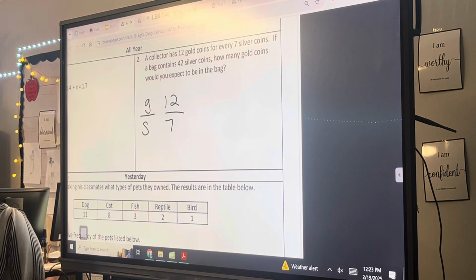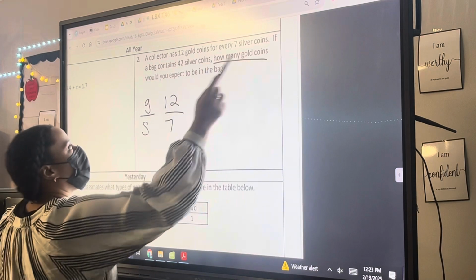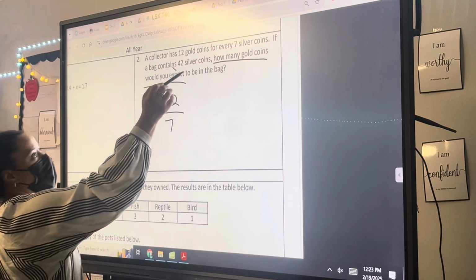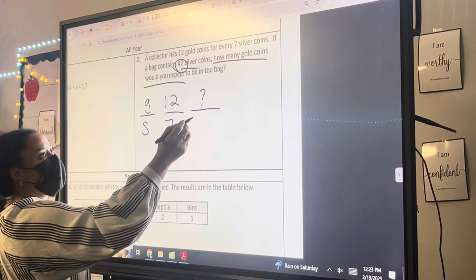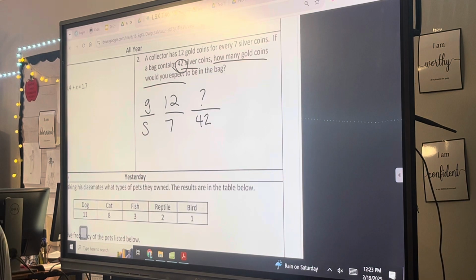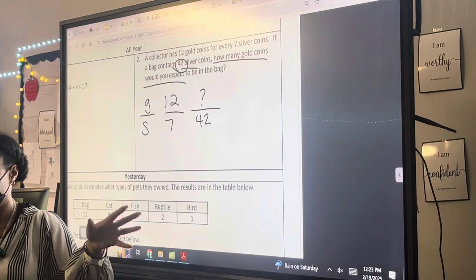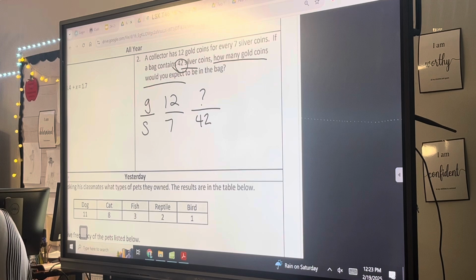Did anybody set up a ratio? I know it's been a while. All right, and we're trying to figure out how many gold coins would you expect if you had a bag with 42 silver. So we're looking for the gold, and we know how much silver is going to be 42. Does this look familiar? Write this down, Adrian. It should look like our percent proportion, except percent proportion is percent over 100. This is just a regular proportion. We're talking about two different things, gold and silver.